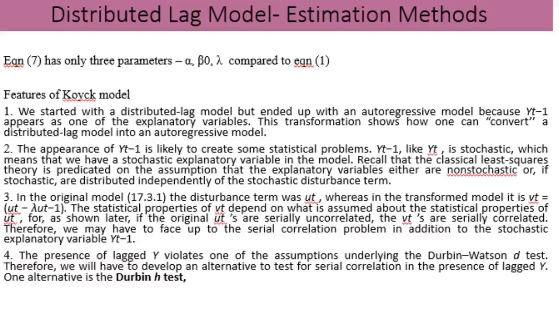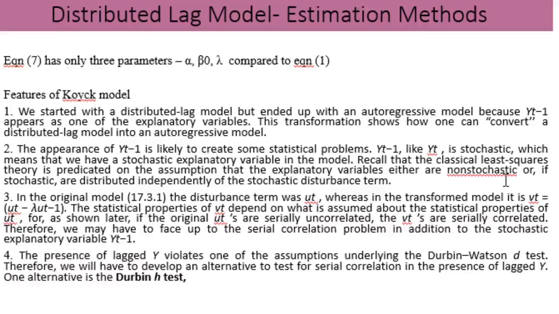The features of the Koyck model are given here. We started with the distributed lag model but ended with an autoregressive model because yt minus 1 appears as one of the explanatory variables. This transformation shows how one can convert a distributed lag model into an autoregressive model. The appearance of yt minus 1 is likely to create some statistical problem. That is, yt minus 1, like yt, is stochastic, which means that we have a stochastic explanatory variable in the model, and the classical least squares theory is predicated on the assumption that explanatory variables are non-stochastic.